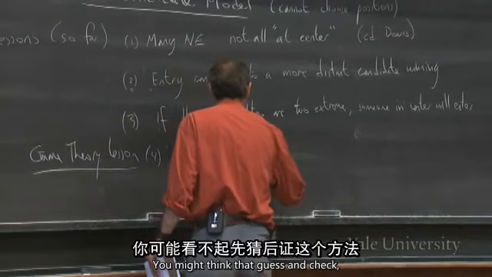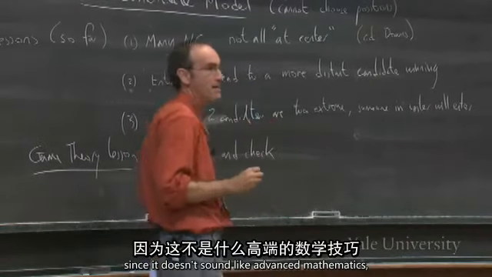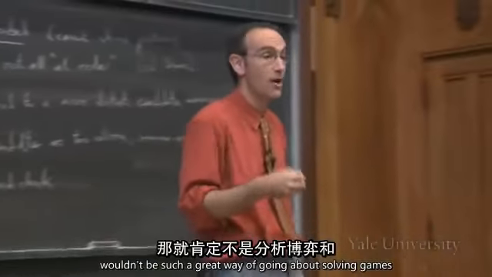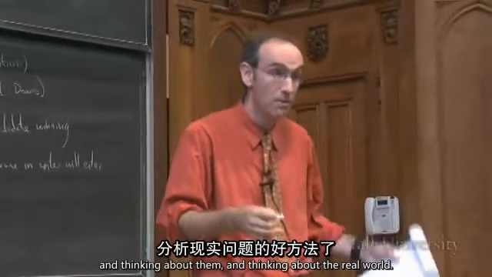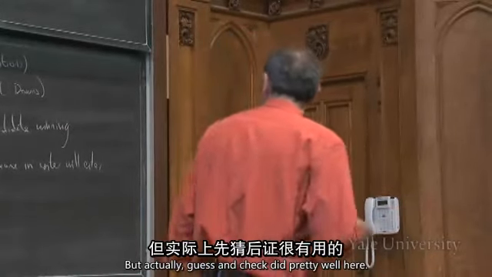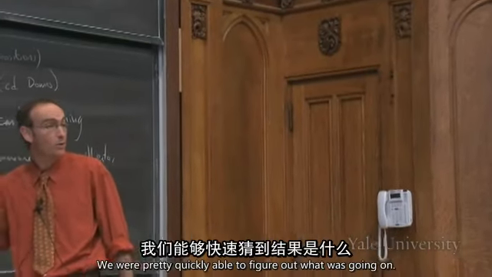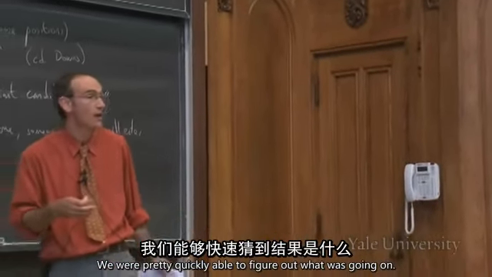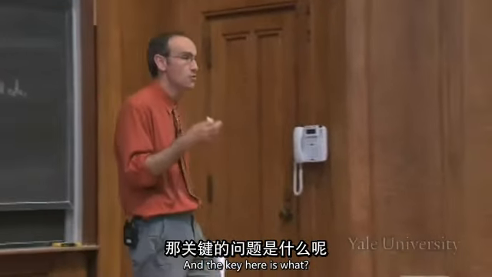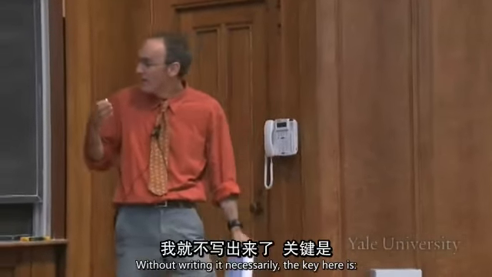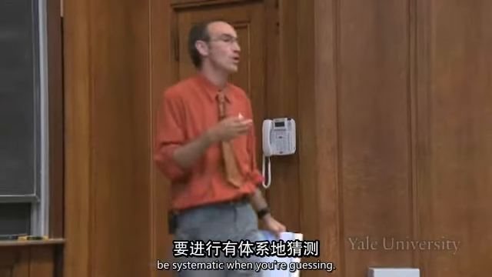You might think that guess and check, since it doesn't sound like advanced mathematics, wouldn't be such a great way of going about solving games and thinking about the real world, but actually, guess and check did pretty well here. We were able to make sensible guesses pretty quickly. We were pretty quickly able to figure out what was going on. And the key here is what? Without writing it necessarily, the key here is be systematic when you're guessing.